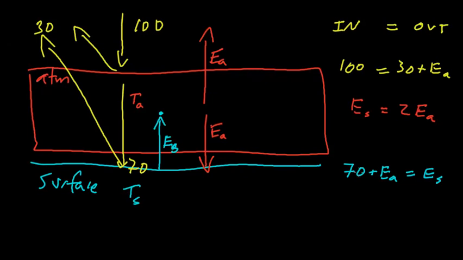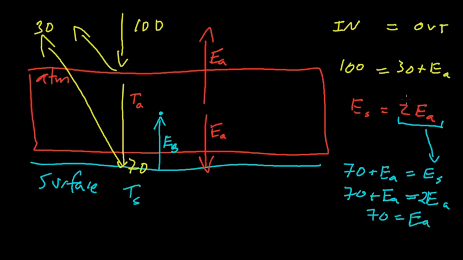Well, if I take ES equal to 2 EA here, and plug it into the surface equation, then what I get is 70 plus EA is equal to 2 EA, or 70 is equal to EA, which also means if twice that is ES, then 140 is equal to ES. So we have here, this is equal to 70, this is also equal to 70, and this ES is equal to 140. Notice the Earth's surface is getting 70 from the atmosphere, 70 from the sun, and to balance it has to emit 140.